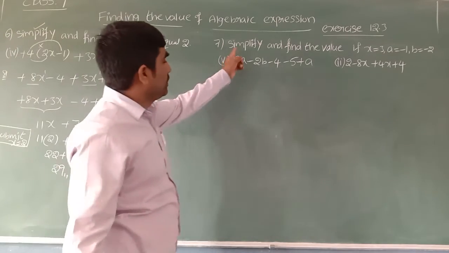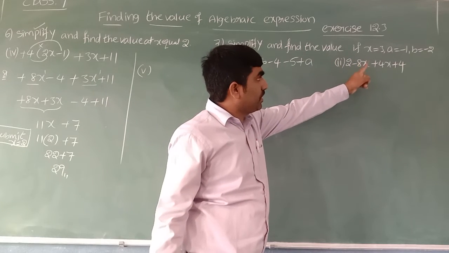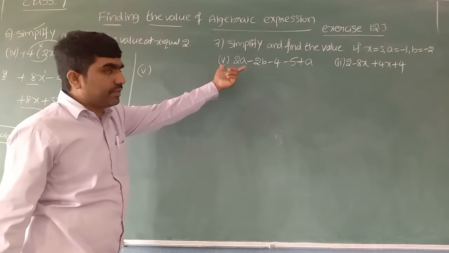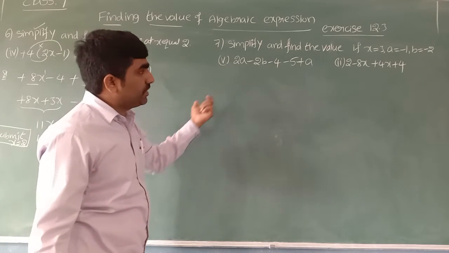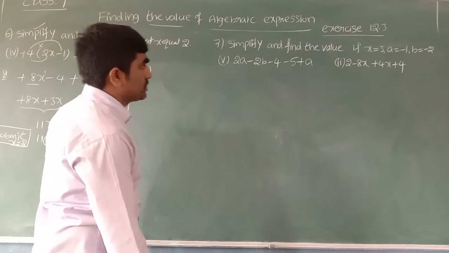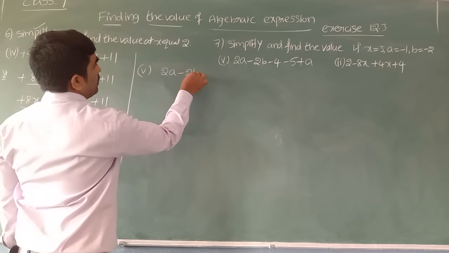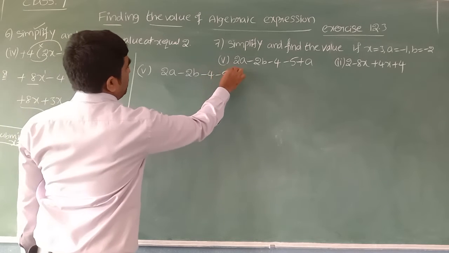The fifth one, seventh bit: Simplify and find the value of the expression, where a equals minus 1 and b equals minus 2. Same as they asked previously, we have to write the like terms together, simplify that, then you can substitute those values. We'll take the first one: 2a minus 2b minus 4 minus 5 plus a.